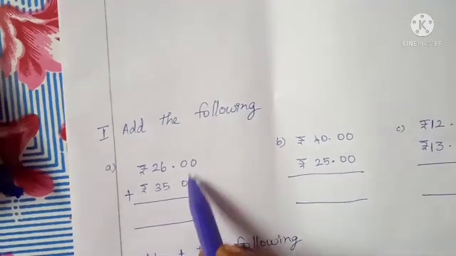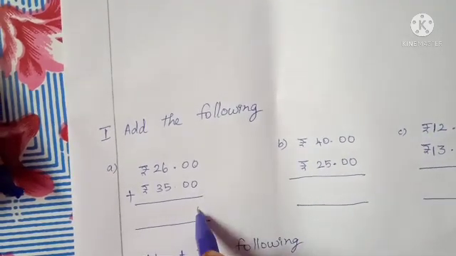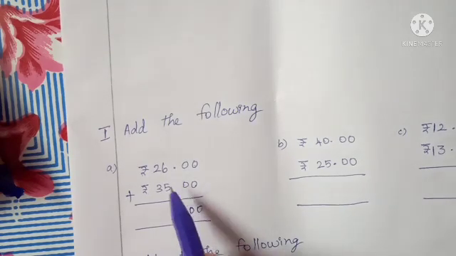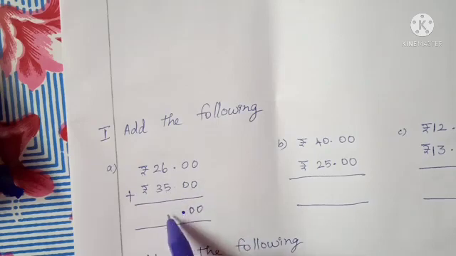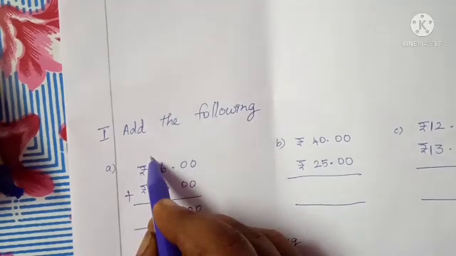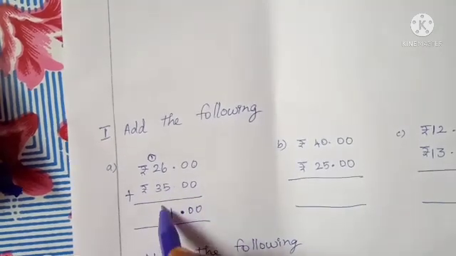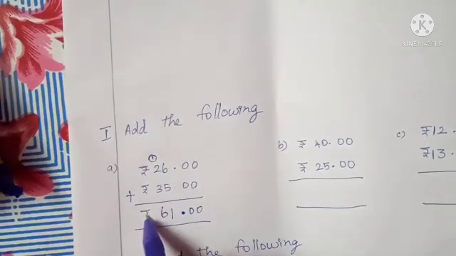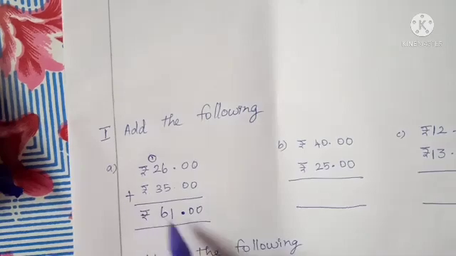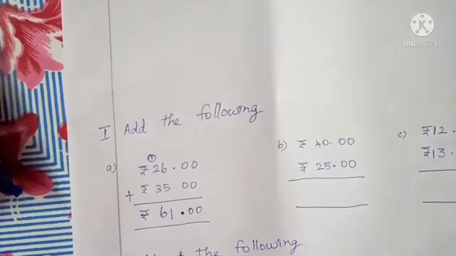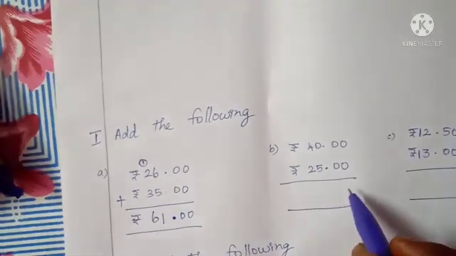First one is paisa place is 0. So you put the 0 directly. Then put this dot. Then 6 plus 5 is 11. 1 is carry over. Then 2 plus 3, 5. 5 plus 1, 6. So you write the symbol for money. So here 61 rupees.